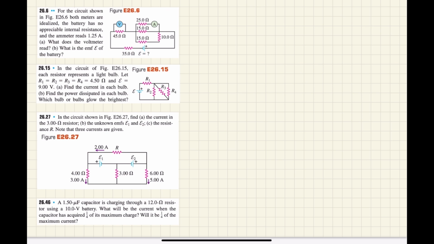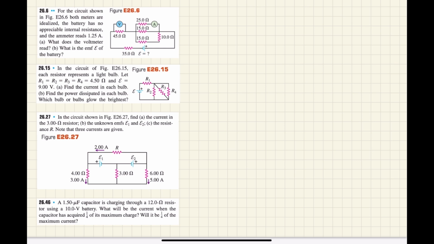Okay, so there's a few ways we can tackle this, but in series, the current is the same through resistors. The voltage is different. You add up the voltages to get the total voltage. In parallel, you add up the currents to get the total current, but the voltages are the same. So let's see how we can use that.